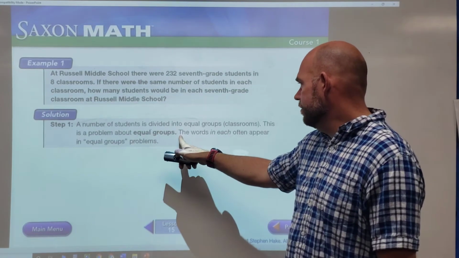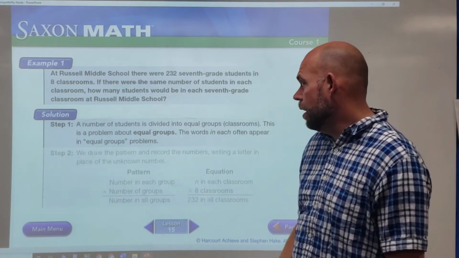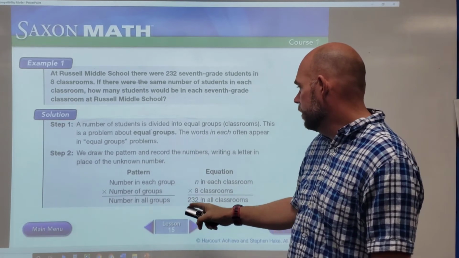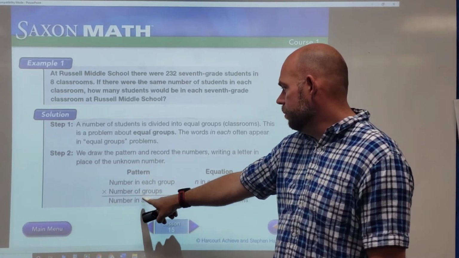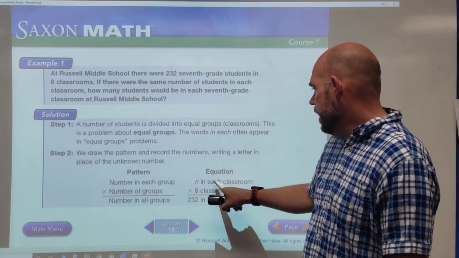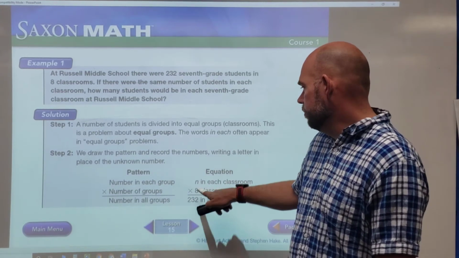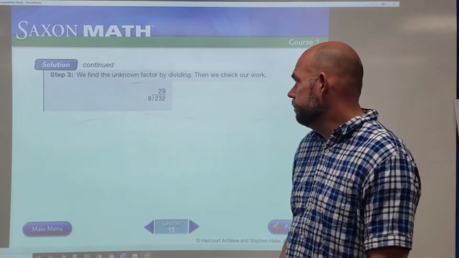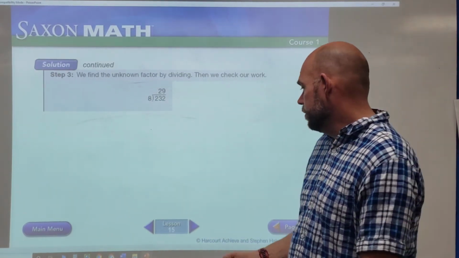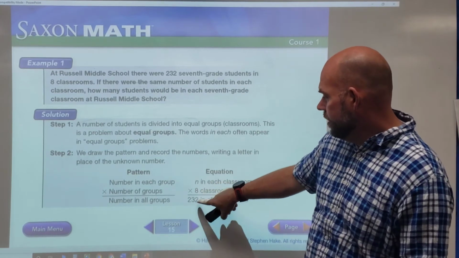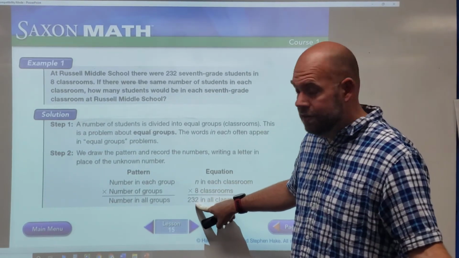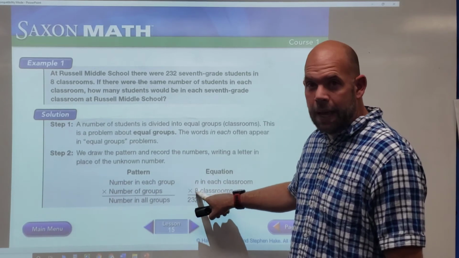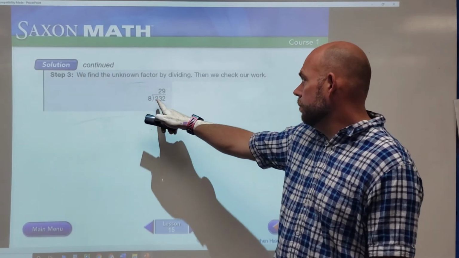So we're looking at this. Step 1, we're deciding this is an equal group problem. Step 2, we're going to set up our equation. We're going to look at our pattern, number in each group, number of groups, and that will equal the total number of students. So n times 8 equals 232. Now to find that, if it's n times 8 equals 232, we know from practicing this earlier that to solve for n, we just divide 232 by 8. So that's how we're going to set up our problem.